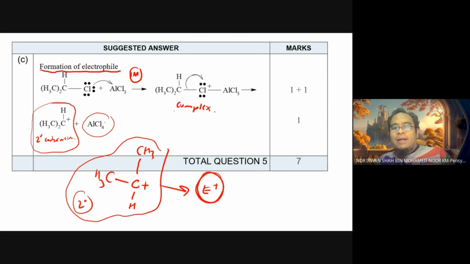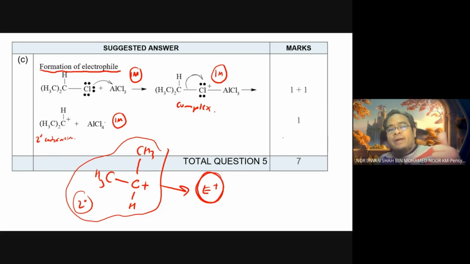Okay, jadi pemarkahan dia tadi ini markah yang pertama. You tunjukkan proses pemutusan dekat kompleks ni, markah yang kedua. Dan hasil dekat sini guys, you dapat secondary carbocation ion ni dan juga AlCl4-. So ini markah yang ketiga. Jadi all together untuk question 5C you akan dapat 3 markah kat situ. So campur dengan soalan 5A, 5B tadi 4 marks, jadi 4 plus 3, total all together untuk question number 5 you akan dapat 7 marks.